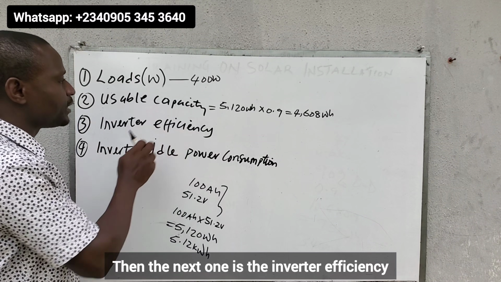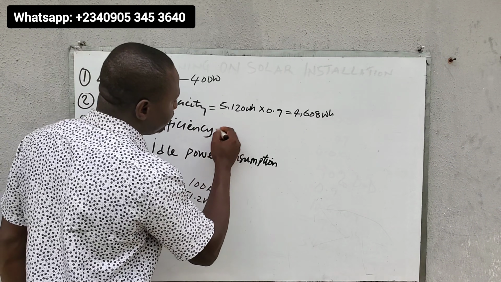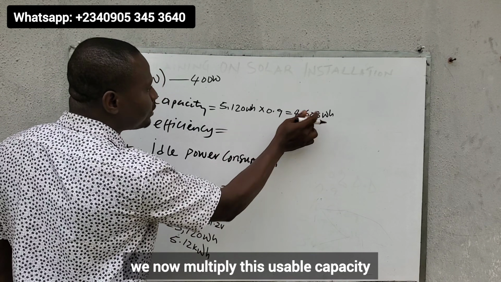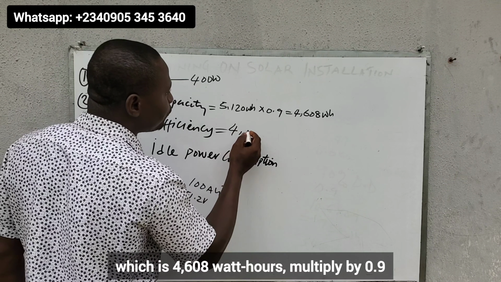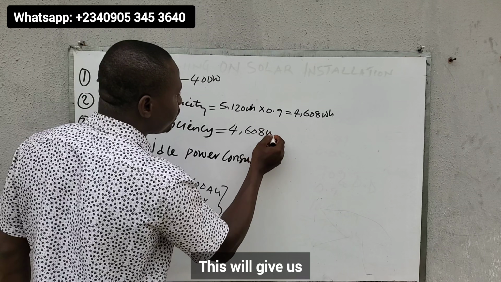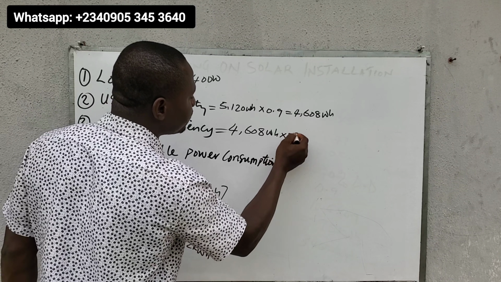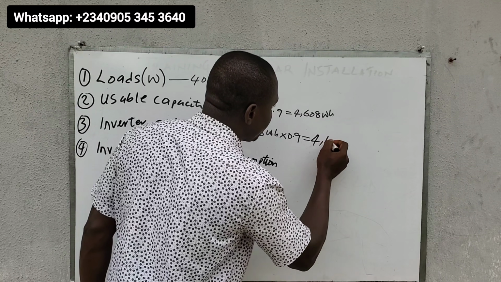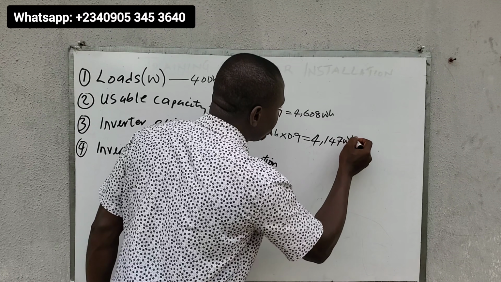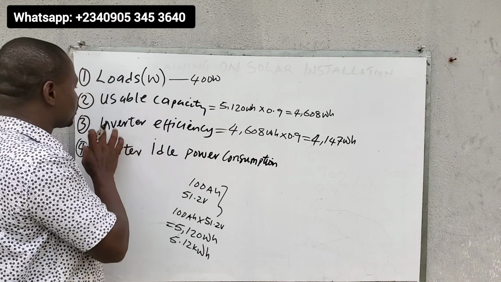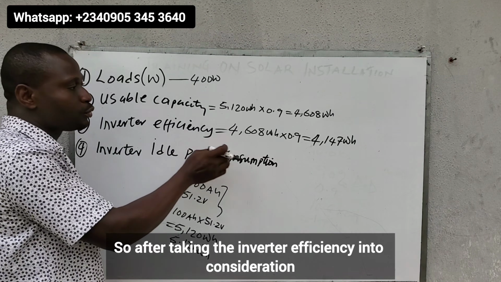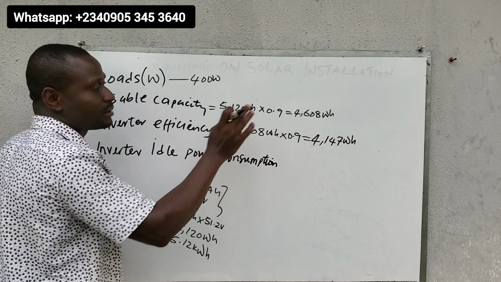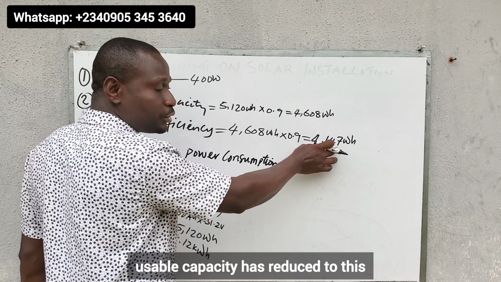Then the next one is the inverter efficiency. If we take 90% for the inverter efficiency, we multiply this usable capacity, which is 4,608 watt hours, by 0.9. This will give us 4,147 watt hours. So after taking the inverter efficiency into consideration, we now have 4,147 watt hours. The usable capacity has reduced to this.